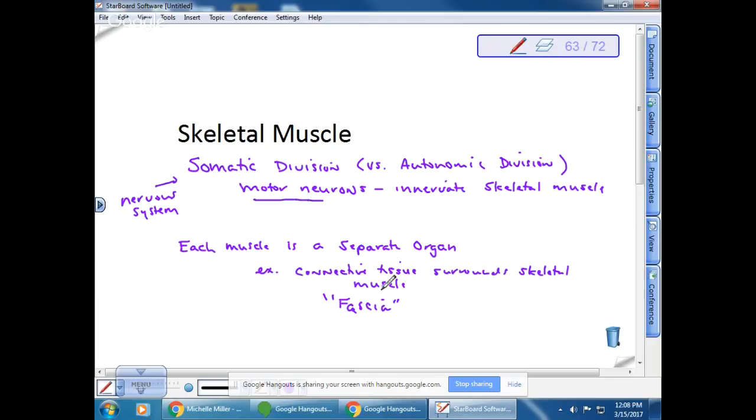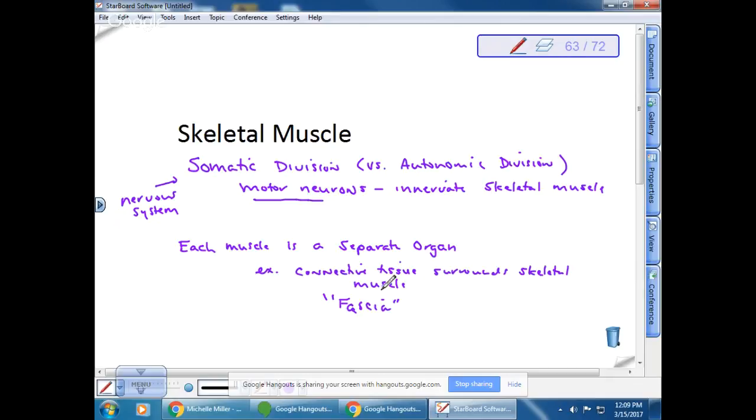F-A-S-C-I-A. So you talk about muscle fascia. And so one of the interesting things about the muscle fascia is that it is innervated by the nervous system. And it's actually believed that people that have a disease called fibromyalgia, it used to be believed that the symptoms of just pain throughout their body were just psychological. And so recently they've discovered that there are nociceptors, pain receptors, in the muscle fascia. And for some reason, those don't work very well in people that have fibromyalgia. And so that feeling of pain in the body is believed to be due to that muscle fascia.